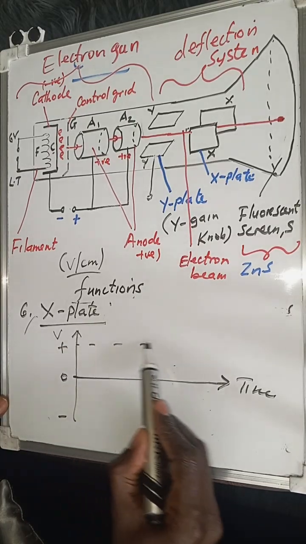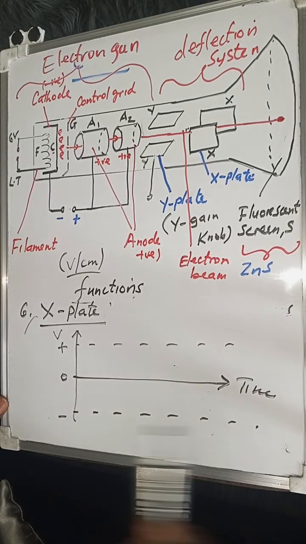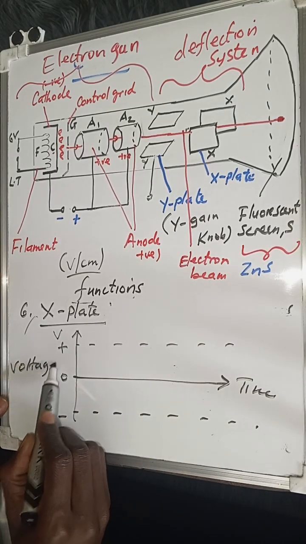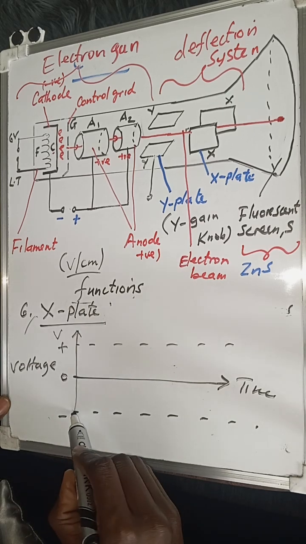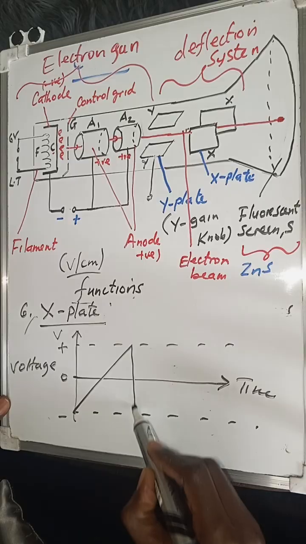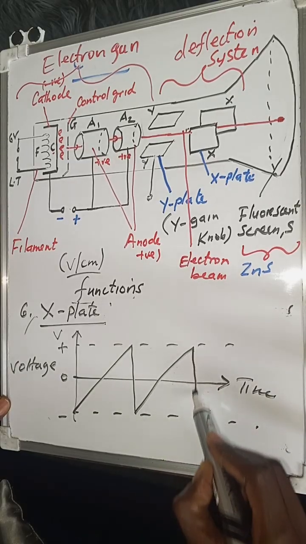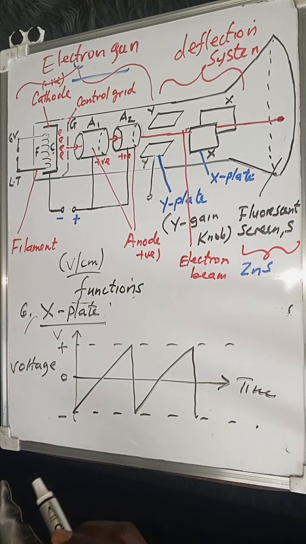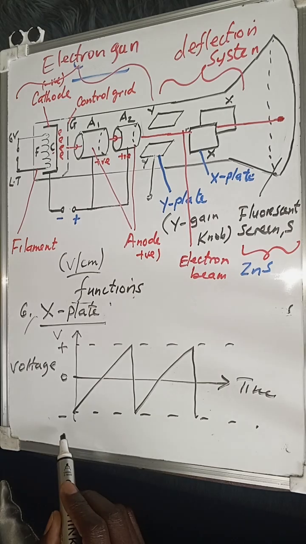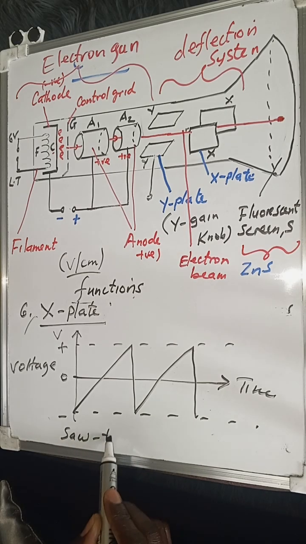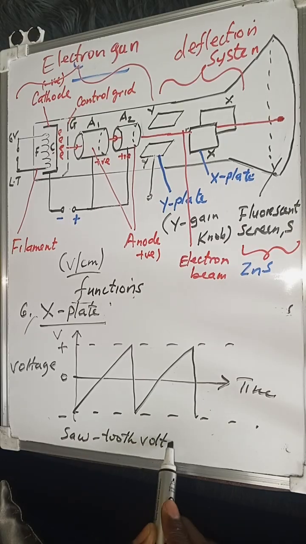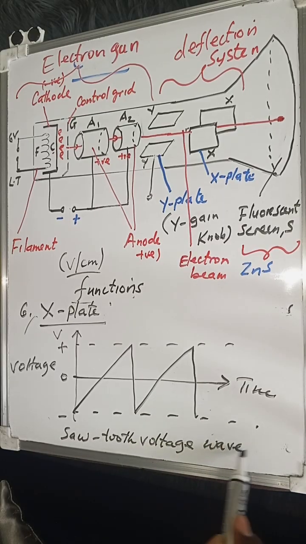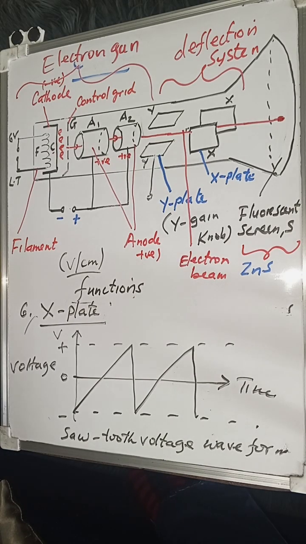So what is going to happen is that you are going to have a maximum voltage. It is going to go from maybe positive, and this is what you're going to see, come back again, go like that, come back again, and it will keep on doing like that. So this is what we call a sawtooth voltage waveform. So when it is applied on the X plate, because it is connected to the time-base setting, that is what you need to remember.